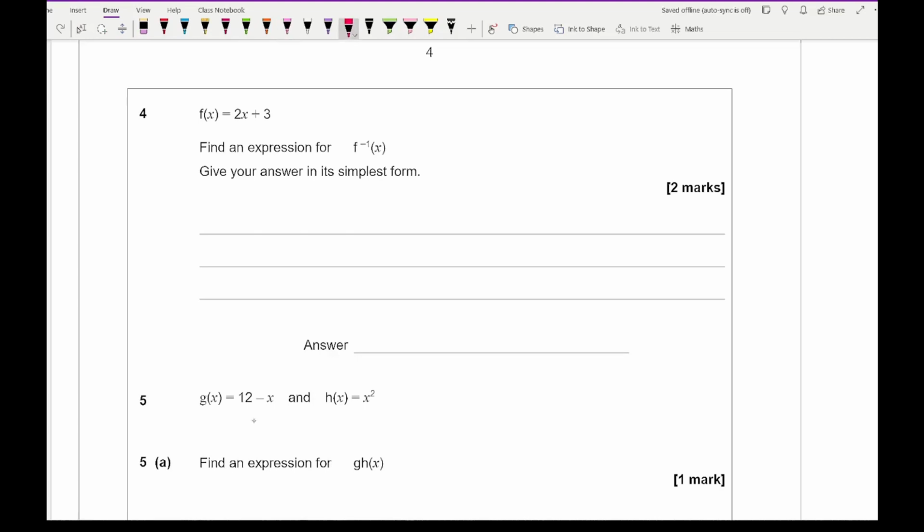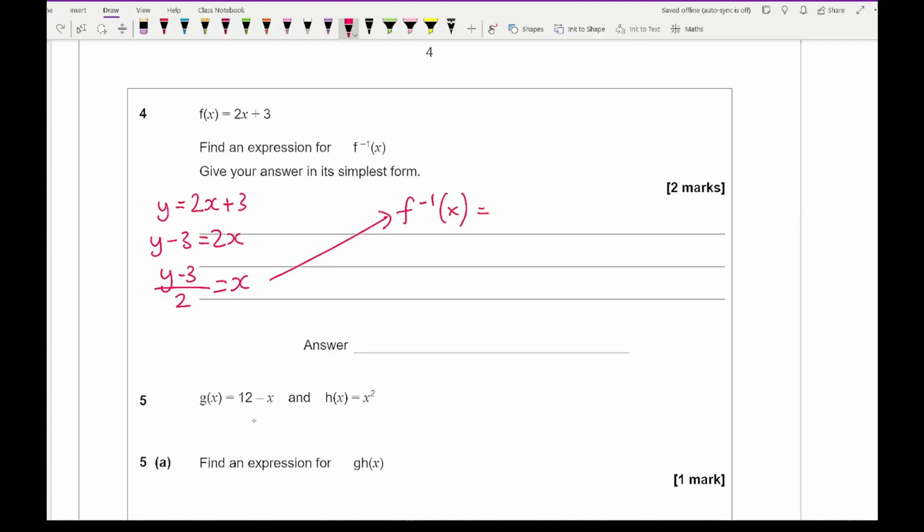So to work out the inverse function, I first of all make it equal to y. And then what I want to do is rearrange to make x the subject. So I've got y minus 3 equals 2x, and then y minus 3 over 2 equals x. Then from this, I want to swap the x with the inverse function notation and swap the y with x. So it becomes this. So the final answer then is x minus 3 divided by 2.